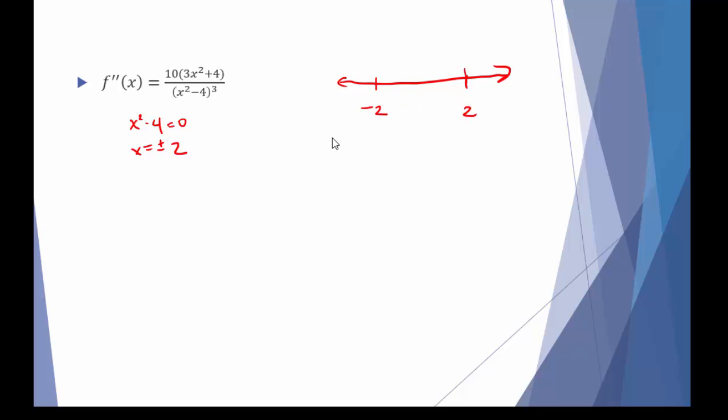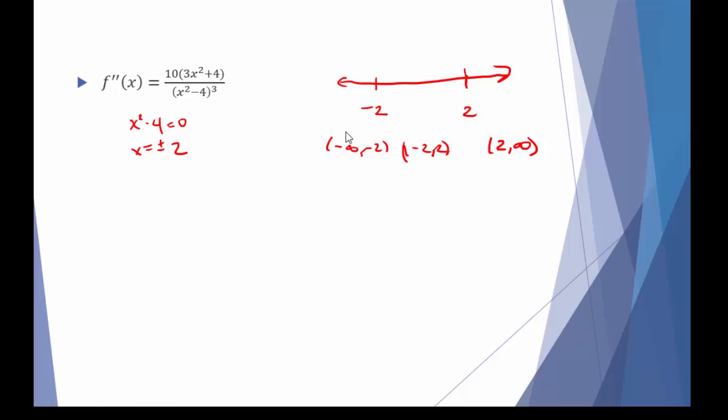So again, the intervals I'm looking at are negative infinity to negative 2, negative 2 to 2, and 2 to infinity. I need to test values inside each one of those intervals and figure out what's going on. And we want to try to work smart, not hard, on these kinds of problems. Notice your numerator is 10, which is positive, and 3x squared plus 4 is also always positive. So frankly, I'm not really worried about the sign of those factors. They're positive. I already know how to account for that.